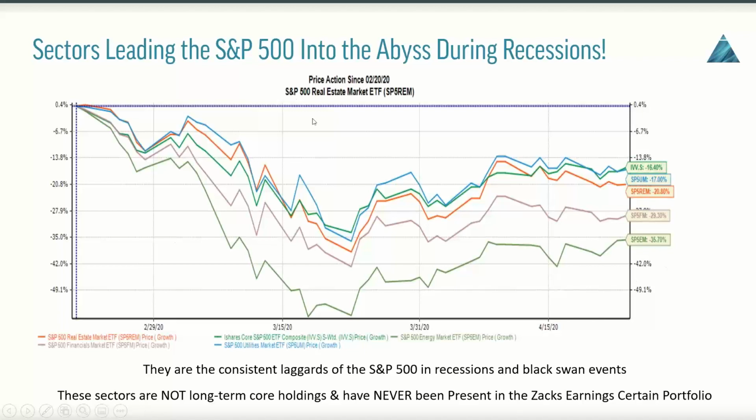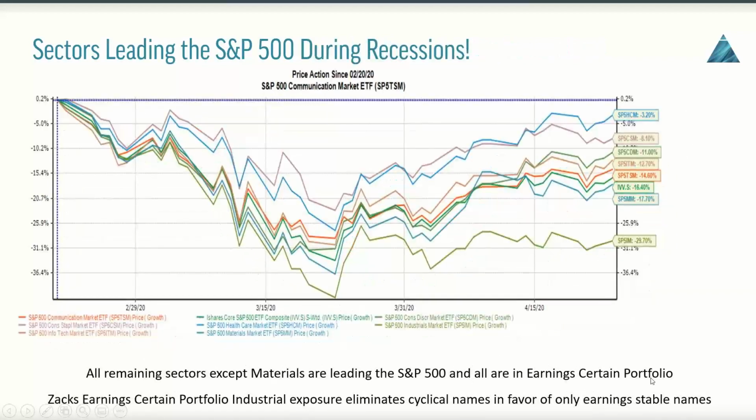And the point is these are the sectors that you do not want sitting in your core position and your core equity position long term. It's okay to tilt in with these sectors, but these are the sectors that can lead you into real trouble with a long-term buy and hold strategy. Notice that these sectors have never been present in the Zacks earnings certain portfolio.